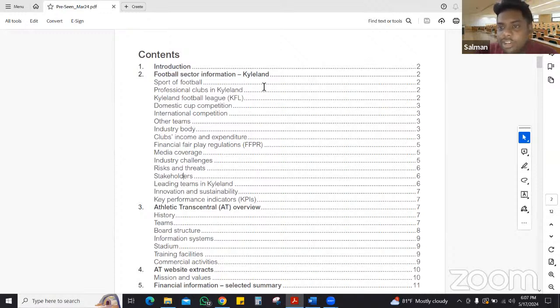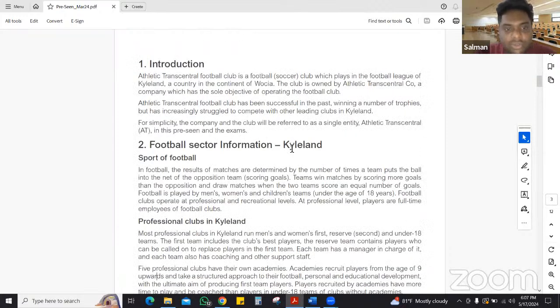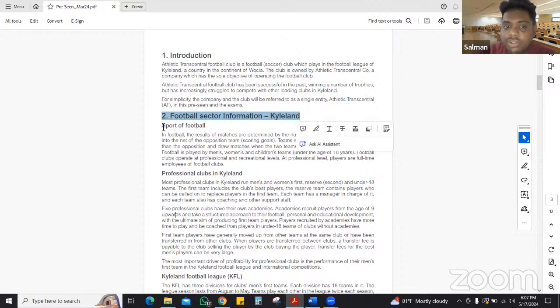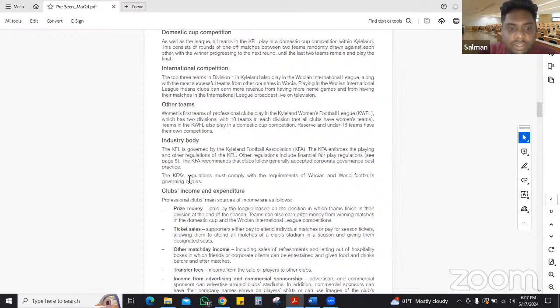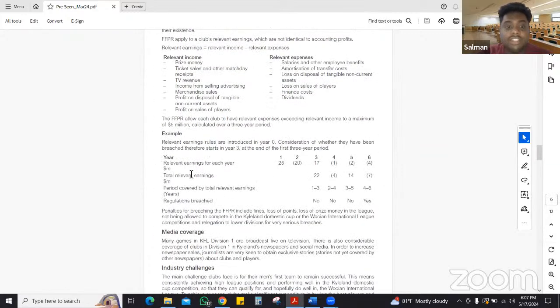Your pre-seen on average will be around 10 pages. So you can see here, I'll just quickly take you through the sections. In any pre-seen, the examiner will give you an introduction to the case and industry information. Now it's about the football sector. And then he will also give you information on the industry, which will include the local market, international market, competitors, and any other relevant technical information.